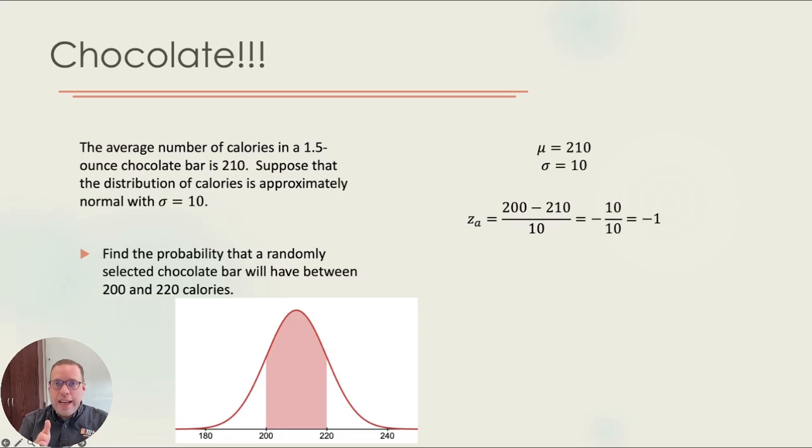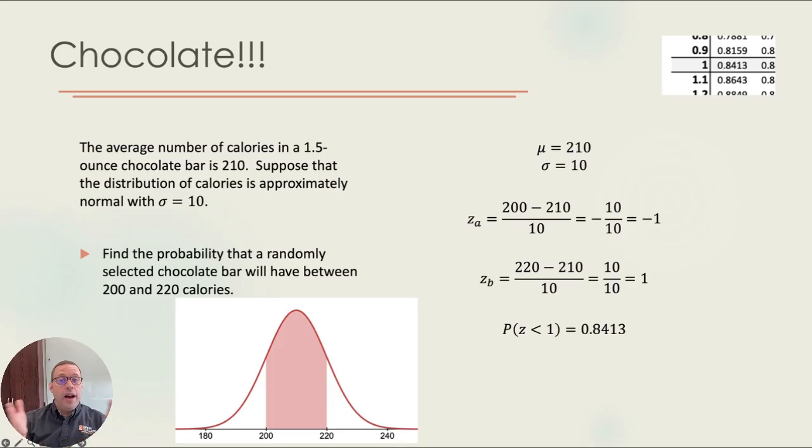And then 220, I'm going to call that b. And zb will be the z-score for that value. That's going to give me a value of positive 1. Again, makes sense because that's one standard deviation to the right. So I'm going to find the probability of being between 200 and 220. In other words, the probability of being between a z-score of plus or minus 1. And then I need to find the probabilities of being less than those two z-scores.